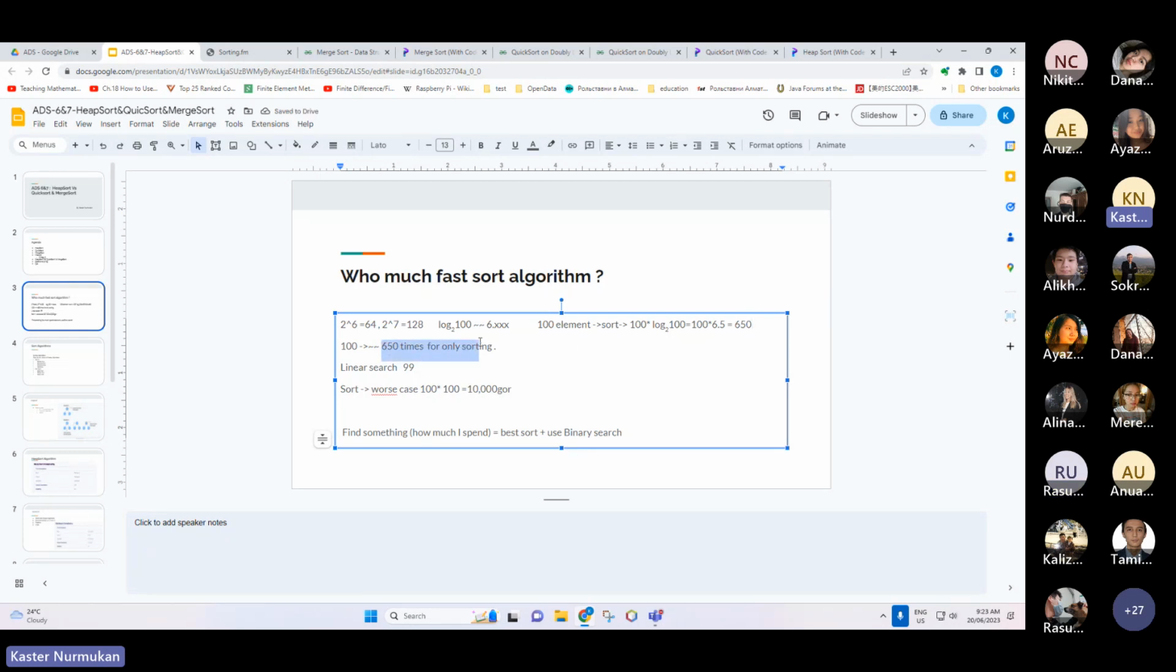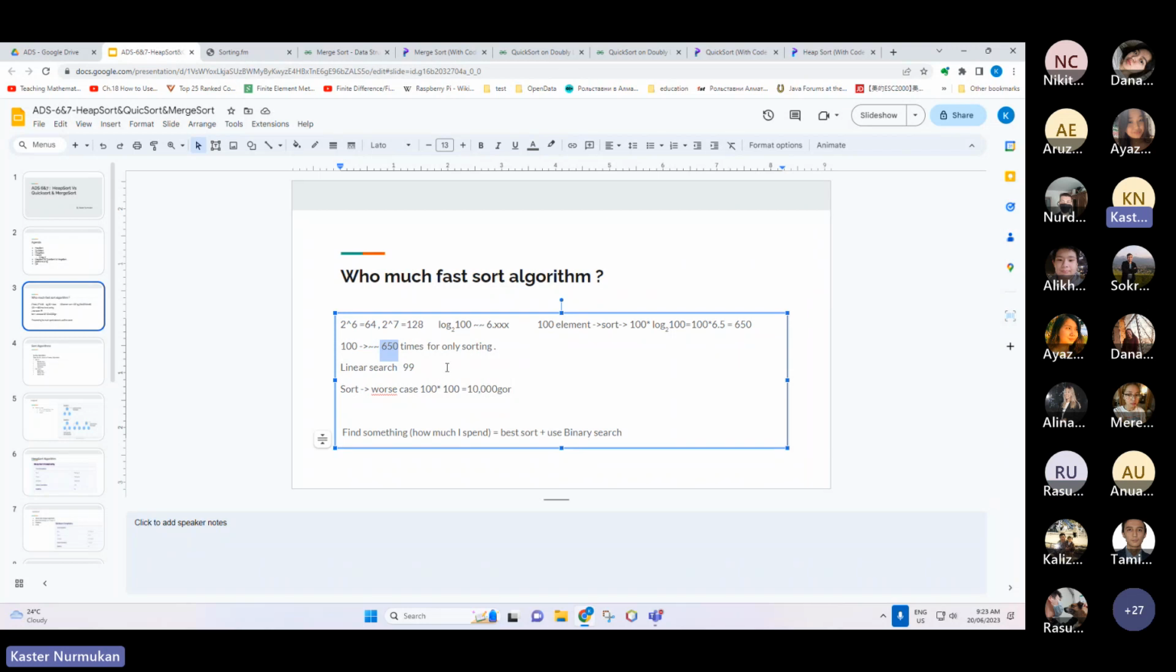I try to calculate only for sorting, 206, right? But if I'm using the search algorithm, I only need 99 times. This already finds the worst case. I will use 99 times to find it. But if I want to use the sort algorithm, it already uses 100 times, then log time 100 is 6. So that's not good, right?